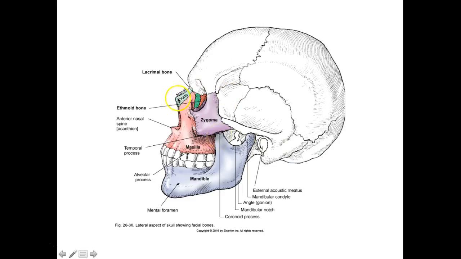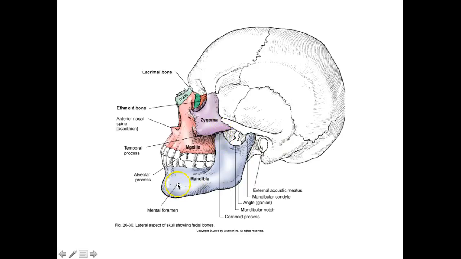Here's another lateral, so you can see your nasal bones here with your lacrimal bone and your ethmoid bone. So ethmoid, lacrimal, and then you have your maxilla. So your zygomatic here, you have your EAM with your mandibular condyle. You've got your gonion or your mandibular angle, I don't care which one you call it. You have your mandibular notch with your coronoid process, that's the anterior.